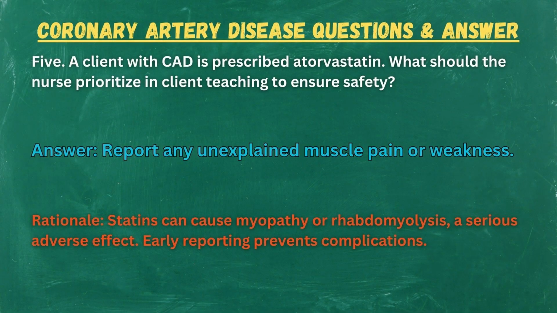5. A client with CAD is prescribed atorvastatin. What should the nurse prioritize in client teaching to ensure safety? Answer: report any unexplained muscle pain or weakness. Rationale: statins can cause myopathy or rhabdomyolysis, a serious adverse effect. Early reporting prevents complications.